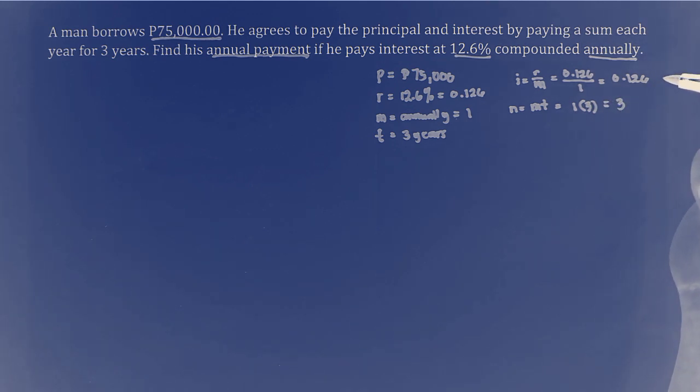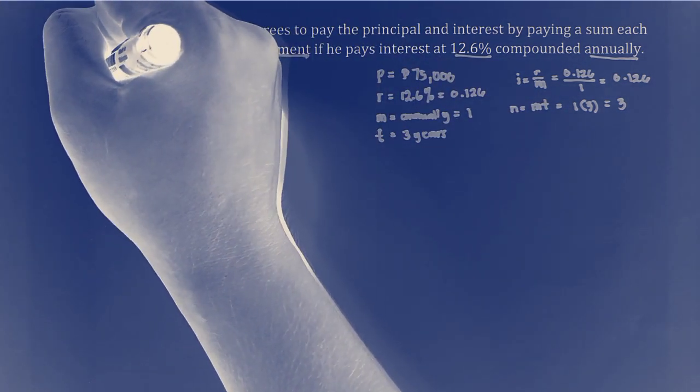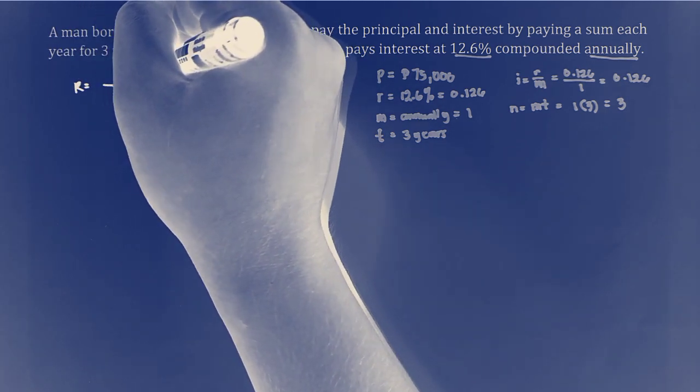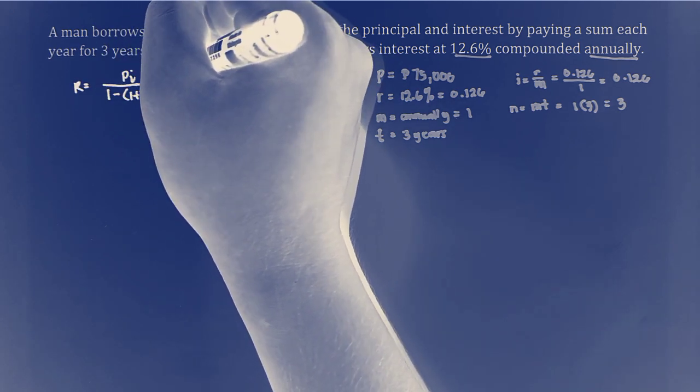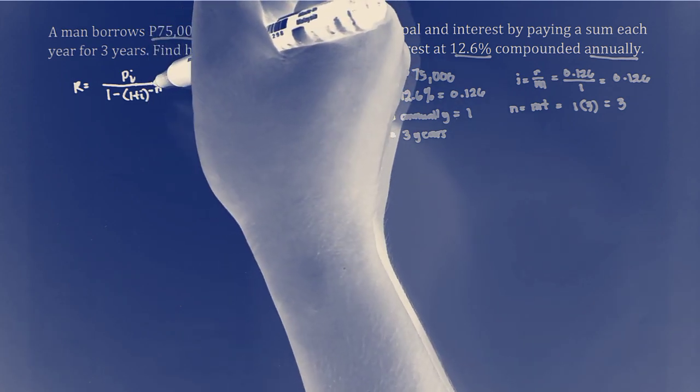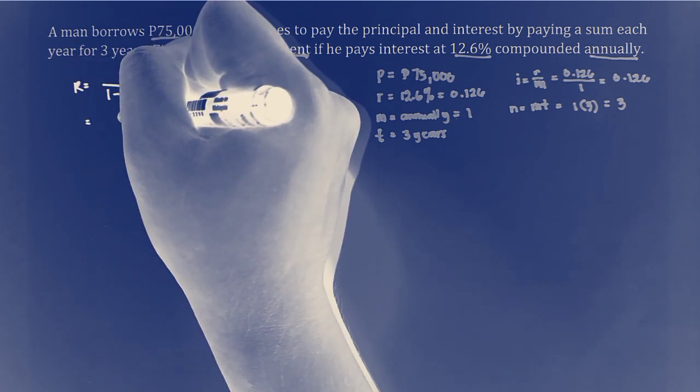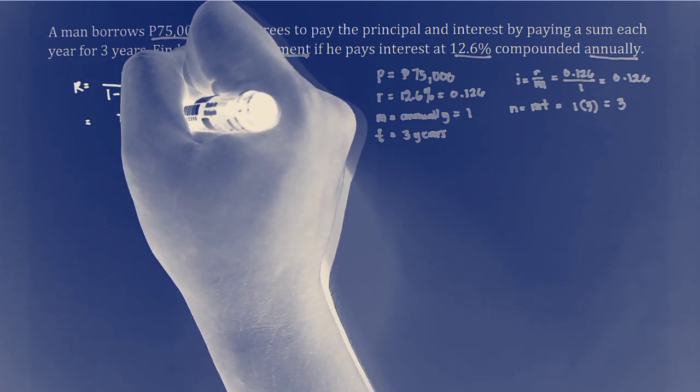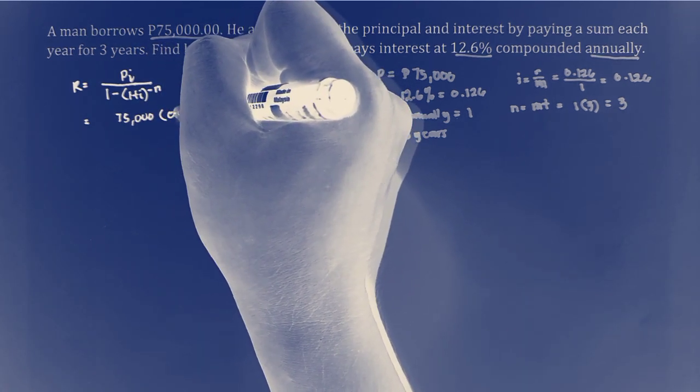And then, using these values, we will now use our formula for the computation of the periodic payment. So, ang formula uli na gagamitin natin ay yung unang formula na ibinigay ko kanina, which is yung R is equal to P times I over 1 minus 1 plus I raised to negative N. So, i-substitute natin yung mga values na nakuha natin. So, ang value ng P is 75,000. So, we have here 75,000 times yung ating value ng I, which is 0.126.